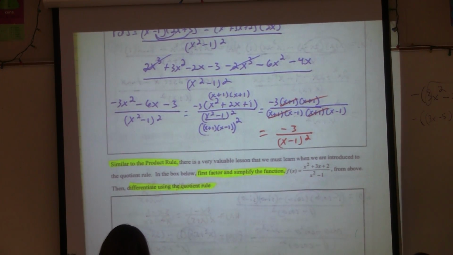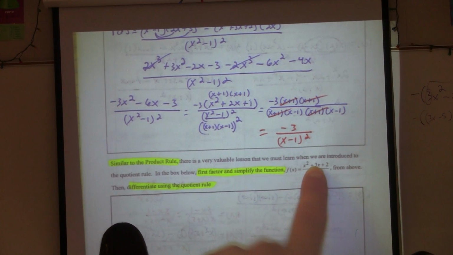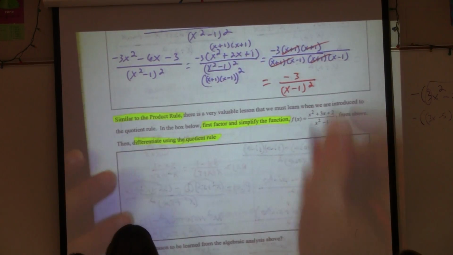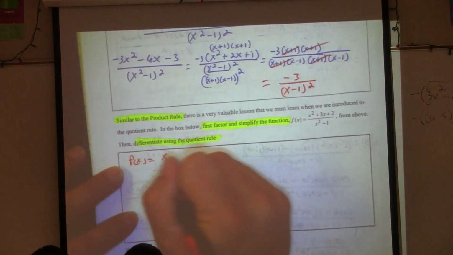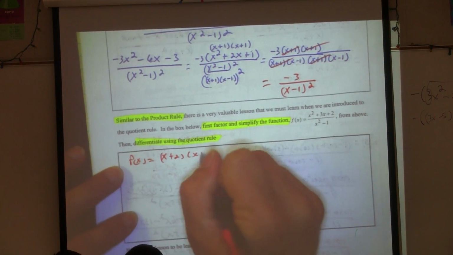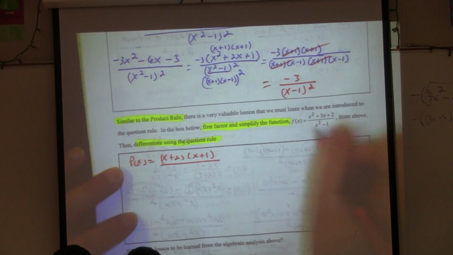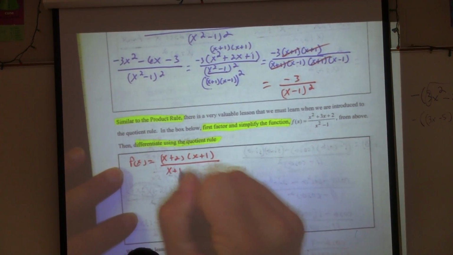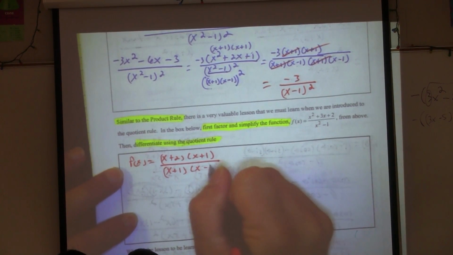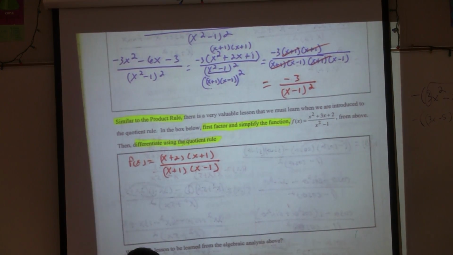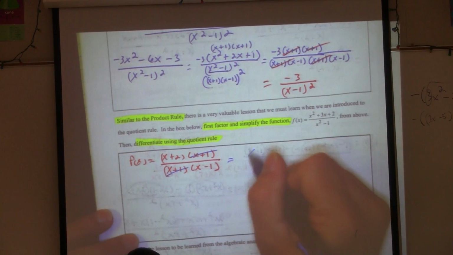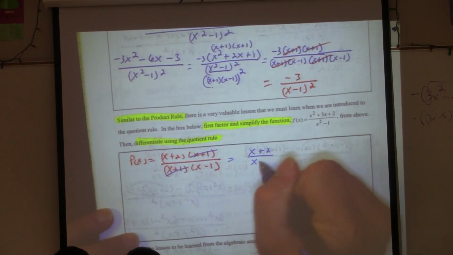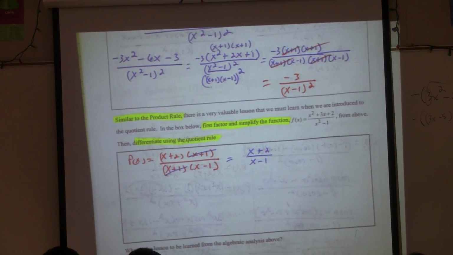So if I look at this guy, can I factor the top? What does the top factor out to be? X plus 2 and x plus 1. What does the bottom factor out? X plus 1, x minus 1. Okay, so does something cancel out? Yes. So now my function is x plus 2 over x minus 1.